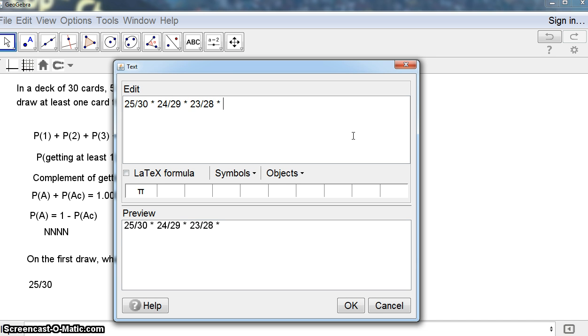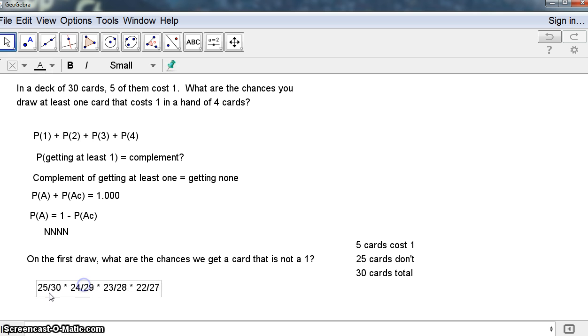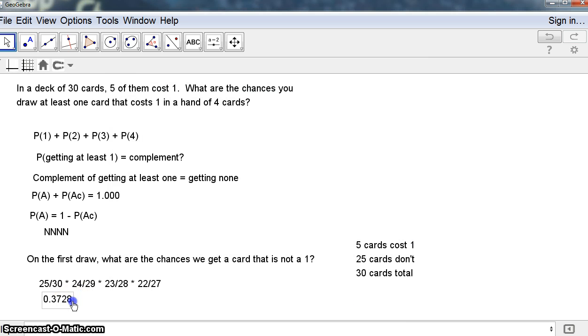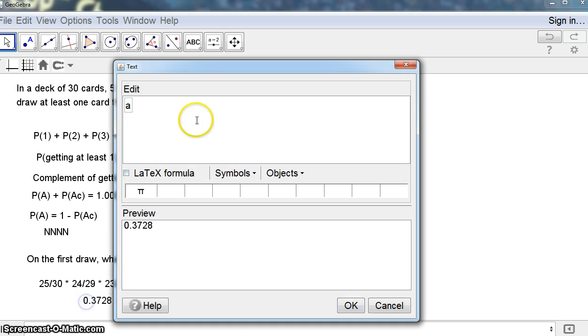We do the next 2, and we just keep subtracting 1 from the numerator and the denominator, and we keep multiplying by these different chances. So this is the chance that my first card, then my second card given that my first card was not a 1, then my third card given that my first 2 were not 1s, and then my fourth card given that none of them were 1s. I calculated this before, and it is 0.378. This is the probability that we get no cards that cost 1.